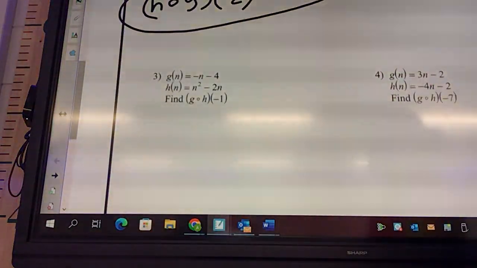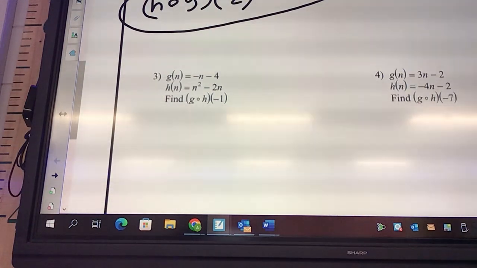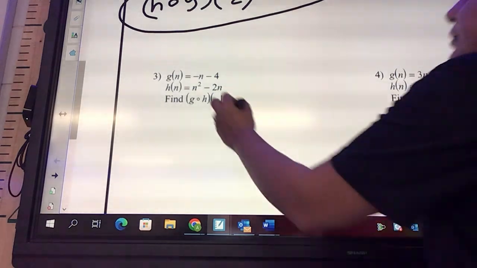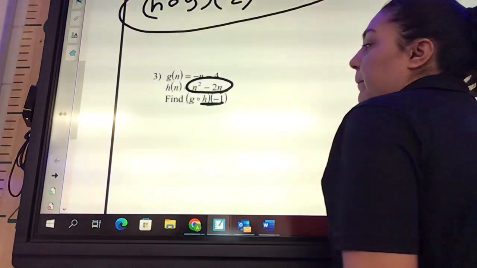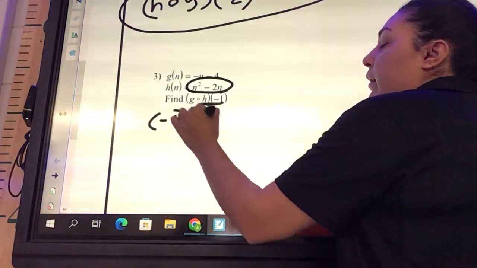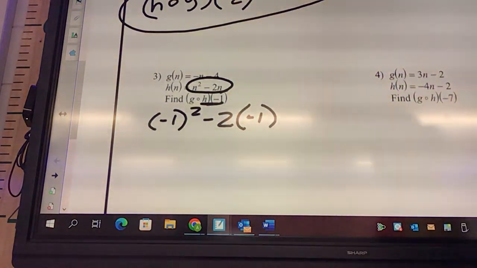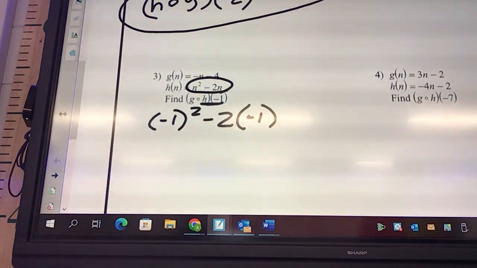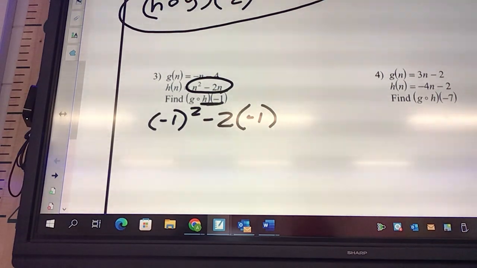Okay, so if we look at 3, which one am I going to do first, G or H? H, good. So on the H function, everywhere there's an N, I'm plugging in what? Negative 1. So we're going to say negative 1 squared minus 2 times negative 1. Okay, now plug that in your calculator. Make your life easier. Use your calculator.